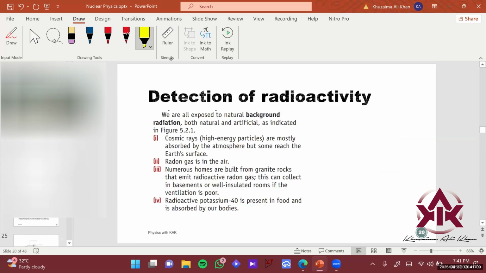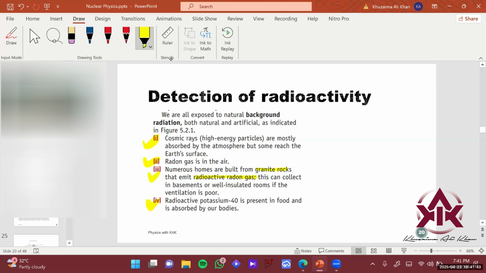So how many types of radiation do we have right now? We have cosmic rays. We have radon gas, which is radioactive. If we use granite rocks at home to build some part of our homes, they're radioactive, and they emit radioactive radon gas, which is again alpha particles, right? And they can harm your body and your surroundings.